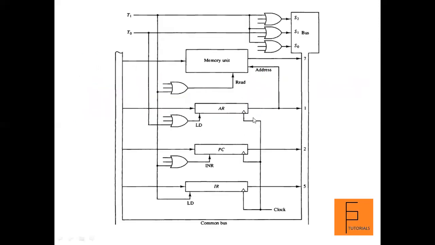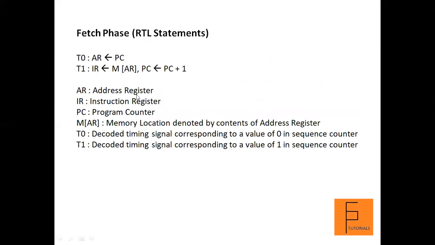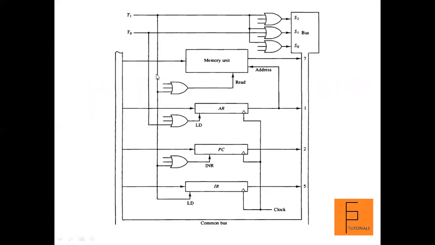Now this diagram that you see represents the diagram for the fetch phase. If you look at the fetch phase, the first thing that you need to do is transfer the content of the program counter to the address register. So how do you do that? In order to transfer the content of the program counter to the address register, you will have to have your select inputs as 0 1 0. Why 0 1 0? Because the decimal equivalent of 0 1 0 is 2, and if you observe, the program counter is connected to this common bus with a line connection of 2.